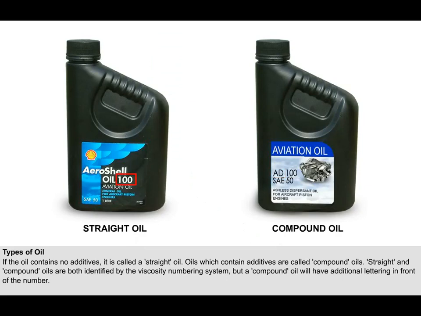Thus, a bottle or can containing a straight oil with a viscosity of SAE 50 may have only the number 100 marked on it. But a compound oil of the same viscosity will be marked with a letter or letters followed by the number. The actual lettering code used varies with the oil's manufacturer. In this particular case, the letters AD denote that the oil is an ashless dispersant oil. That is to say that the oil produces no ash and it contains an additive which suspends contamination in the oil and allows it to be carried away.